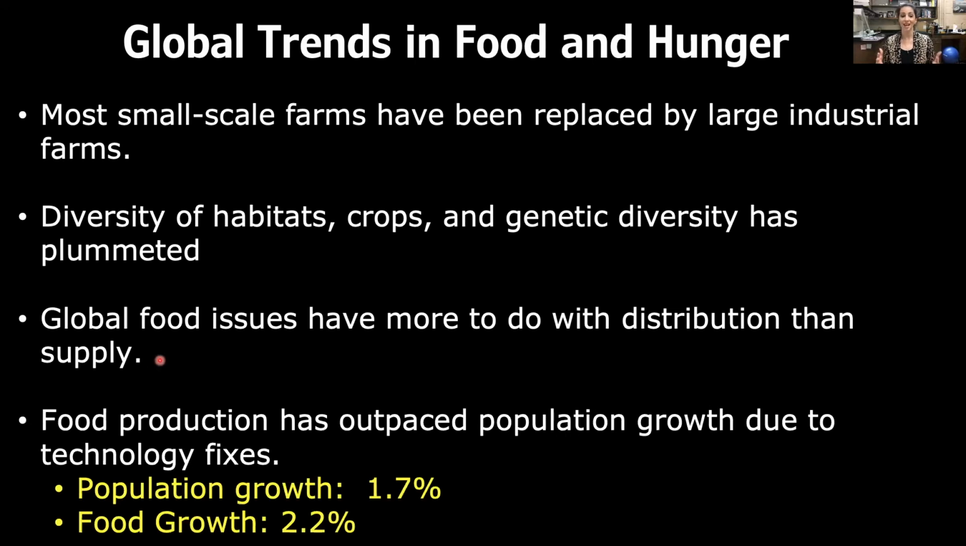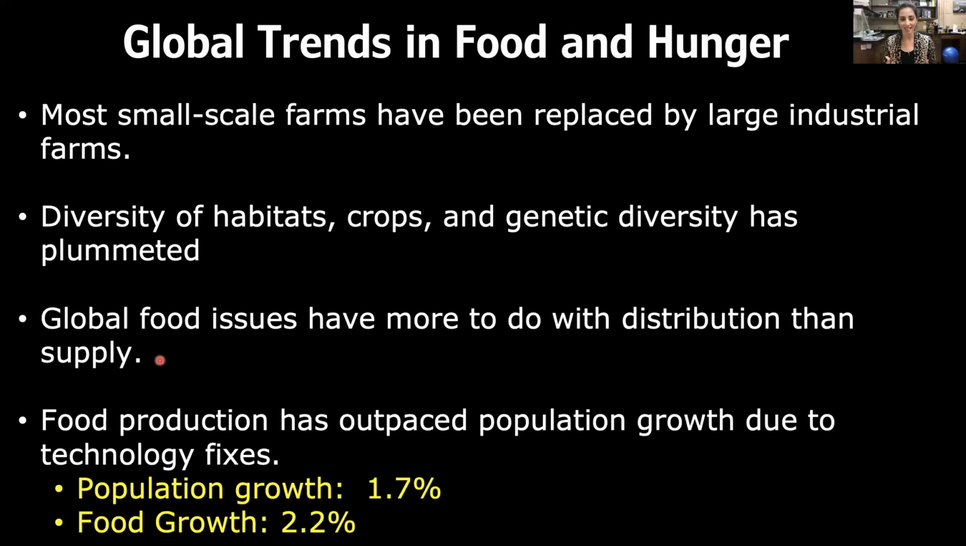Food production has actually outpaced population growth due to some key technology fixes. We'll get to talk about one of those fixes in the coming slide, but population growth overall has increased by 1.7%, and contrast that with food growth, it's actually a greater percentage at 2.2.